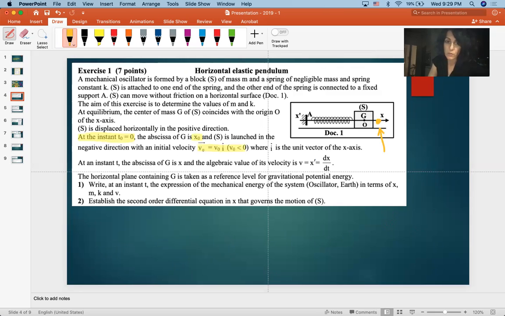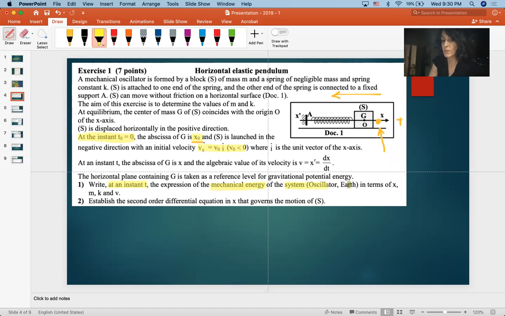So if I need to write it well, it should be somewhere in this region. How do I know it's in this region? Because x0 is positive and v0 is negative, meaning if you release it, it's going to start moving in the negative direction. By the way, the positive direction is to the right. Time 0 is very important to know for the phase at time 0, and you're going to see that in a moment. Question number 1: write, at any instant t, so as a function of time, the expression of the mechanical energy of the system.